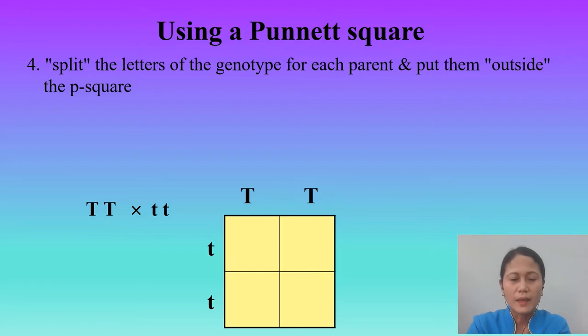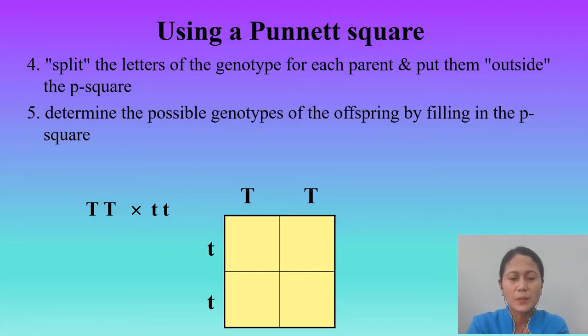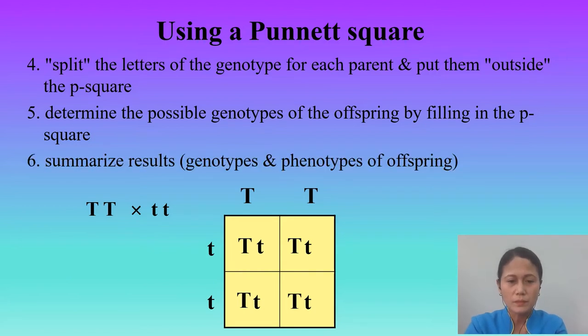Okay, and then next to that is you determine the possible genotypes of the offspring by filling in the Punnett square. So what we do so that you won't get confused is first we put all the capital letters. So it looks like this. Just bring them down to each of the squares. So now that we have filled in all the capital letters, we do now the small letters. So we do it like this. So that we have now to summarize the results.